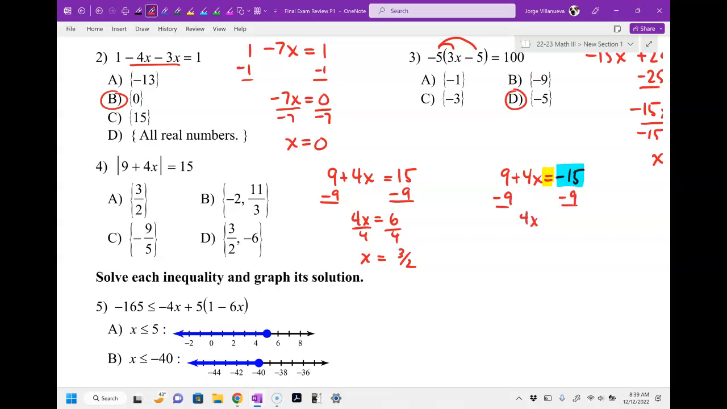So I get 4x is equal to -24. And if I divide both sides by 4, I get x equal to -6. So my answer is D.